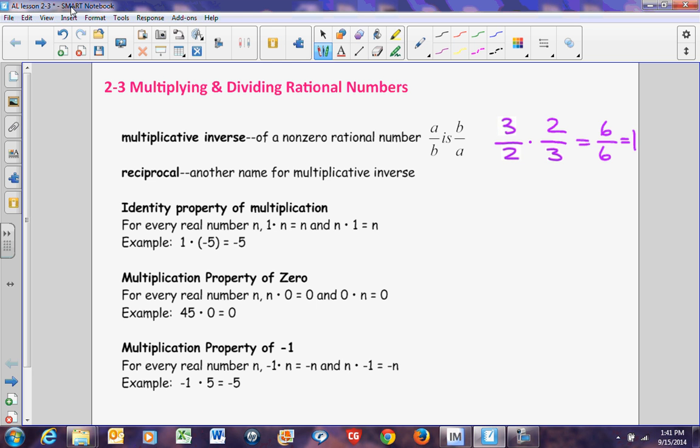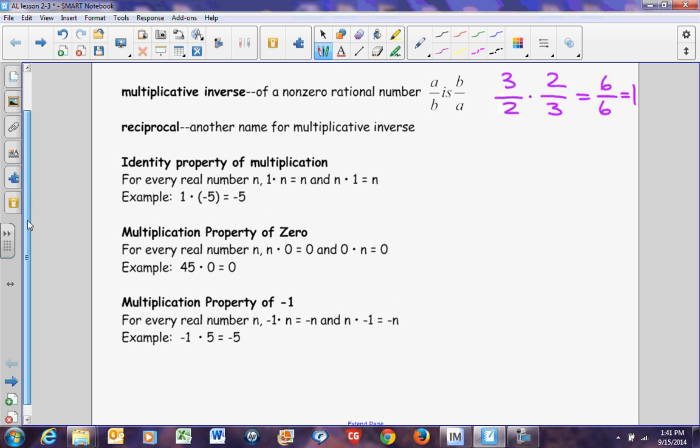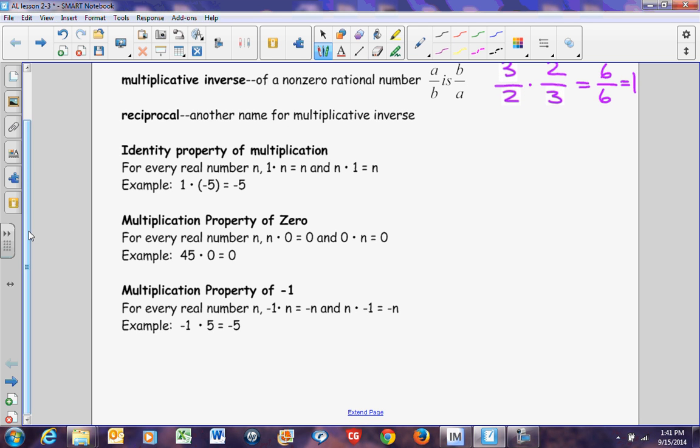Now we're going to go over some properties of multiplication. There are 3 basic properties of multiplication. All 3 of them are fairly simple and straightforward. The identity property of multiplication says for every real number n, if I multiply that by 1, I get back to my real number. Essentially what that is saying is it's an identity property because it does not change the original number. 1 times -5 stays at -5. Anything multiplied by 1 stays at the original problem.